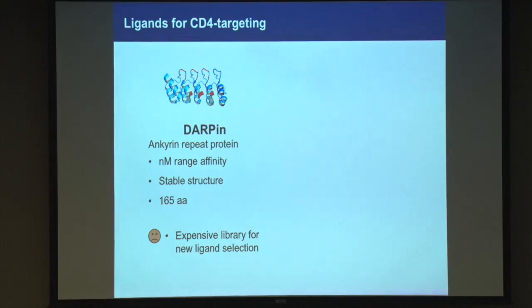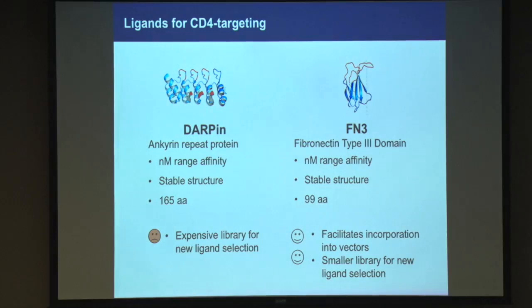So our lab has been exploring alternative ligands to create targeted vectors. One of the options we've been looking into is the fibronectin type 3 domain, FN3. This scaffold protein is also able to bind to its target with nanomolar range affinity, and it also has a stable structure. However, the size of FN3 is much smaller than DARPin. From the vector production point of view, we hypothesize that the smaller scaffold protein can facilitate ligand incorporation into the targeted vector. In addition, due to the smaller size, a smaller library is required for new ligand selection. Therefore, it will facilitate future applications if you want to select binders for more receptor targets.